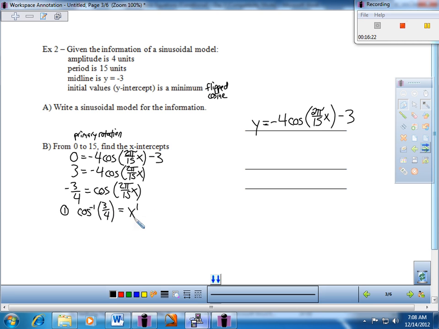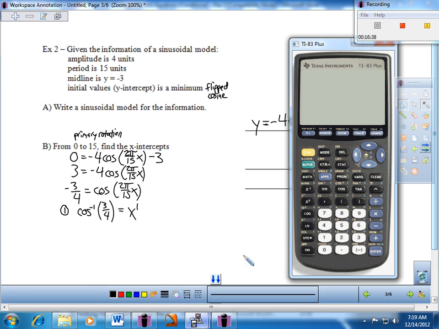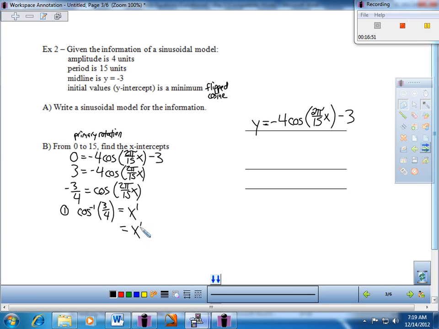So I'm going to go ahead and bring my calculator up one more time here. And let's do inverse cosine 3/4. And I get that right there, about 0.7227. So there, everybody, is the x prime, 0.7227. Excellent. Now I'm going to come right over here, everybody, just on this side.